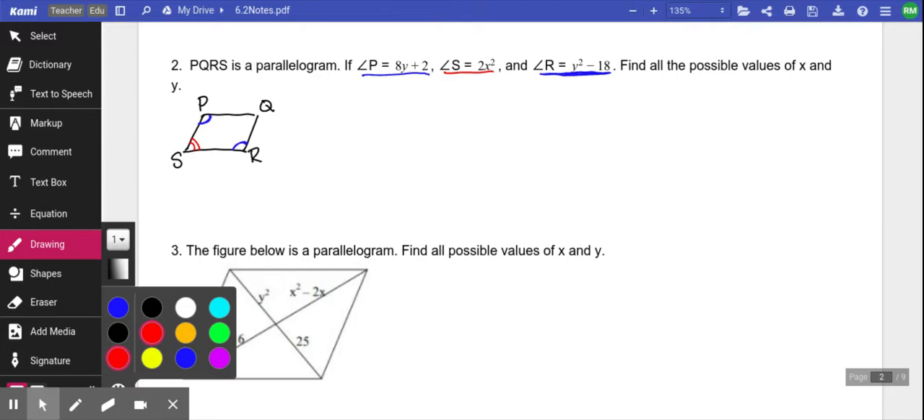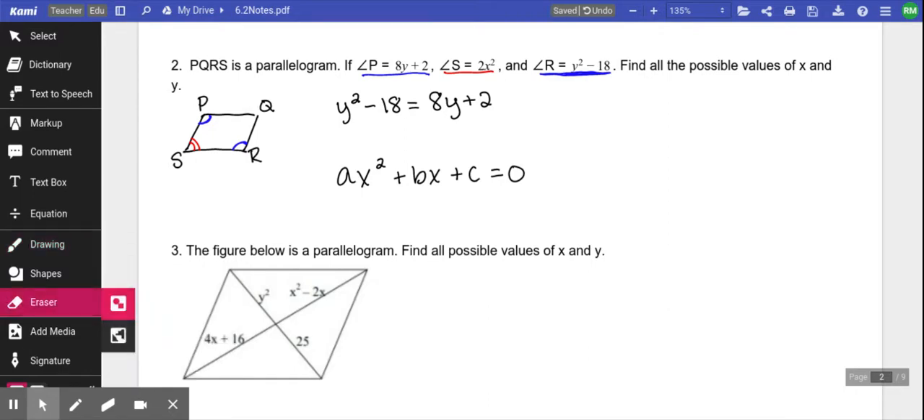So I already said it before, the blue angles are congruent because of property number 3. So I can start there. I can say angle P and angle R are congruent to each other. So I could set up an equation like this: y squared minus 18 equals 8y plus 2. Okay, so angle R is equal to angle P. Now this is not in the form that you need to have it in order to do X-Men. Remember this form looks like this: ax squared plus bx plus c equals 0. So you need it all on one side and for it to equal 0.